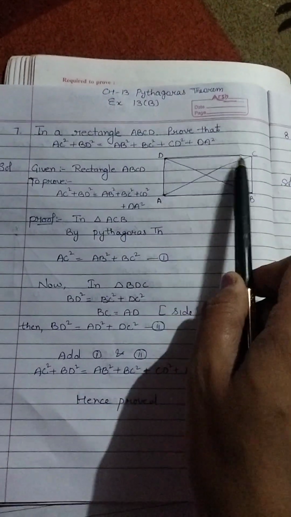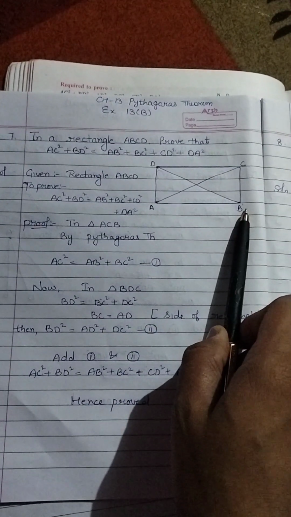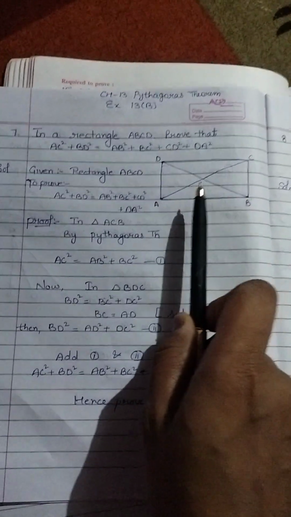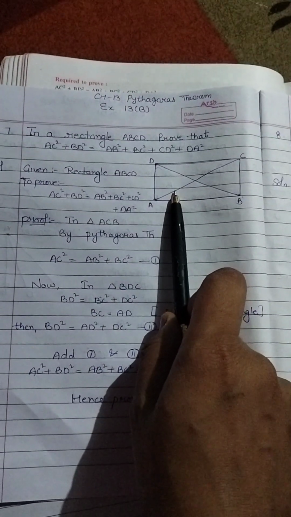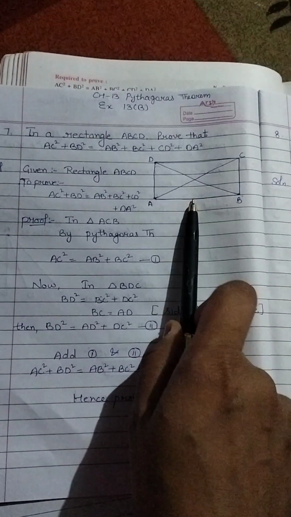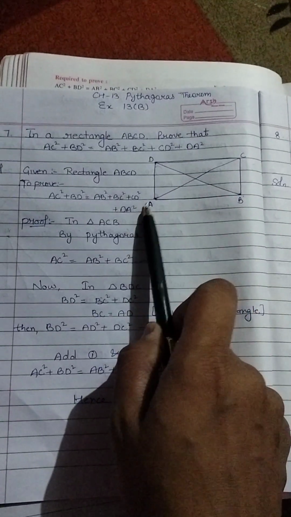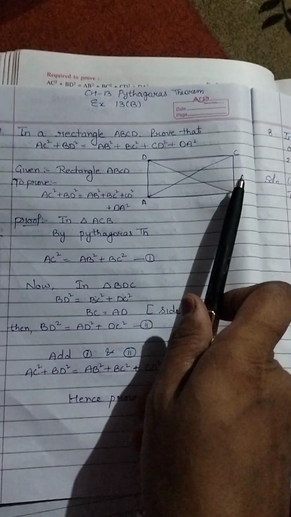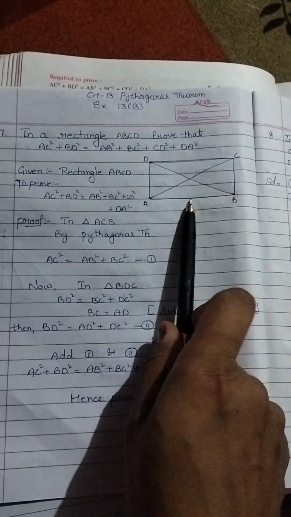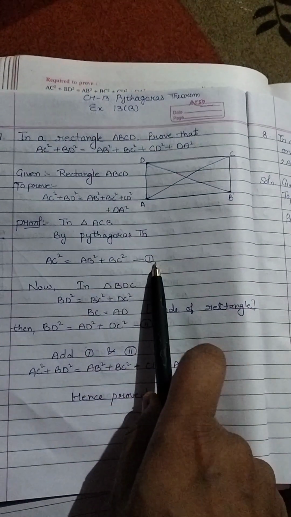In triangle ACB, we know by the Pythagoras theorem that hypotenuse square is equal to perpendicular square plus base square. So here the hypotenuse is AC, so AC square equals BC square plus AB square. So this is the first equation.